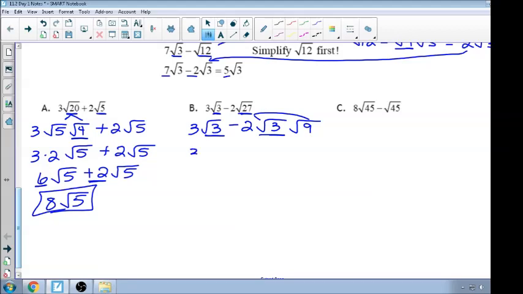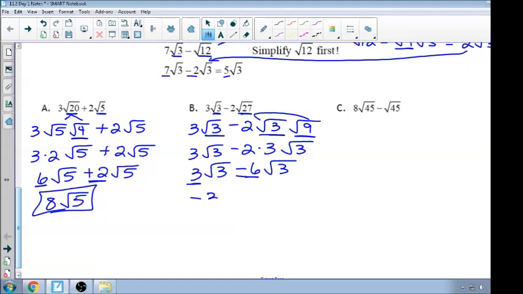So I'm going to take 3 root 3 minus 2 times the square root of 9, which is 3, and then root 3 will be left over. So I have 3 root 3. I need to multiply the negative 2 and the 3, which turns it into negative 6 root 3. Well, just like in the section above, now that I have the square root of 3 and the square root of 3, I can just do the operation of the numbers in front. So 3 minus 6 is negative 3. The root 3's will stay root 3.